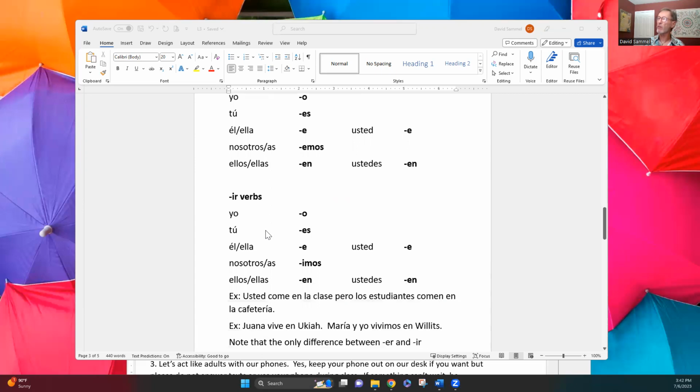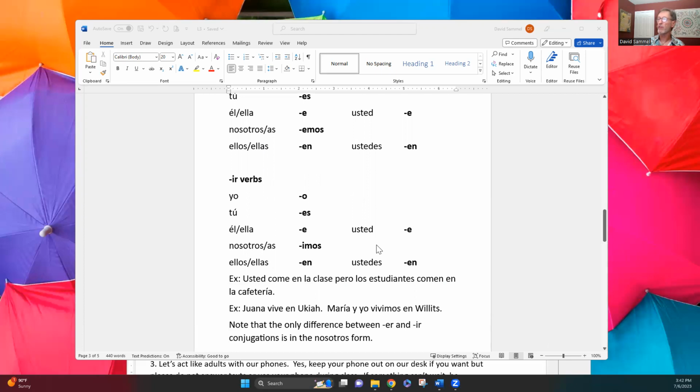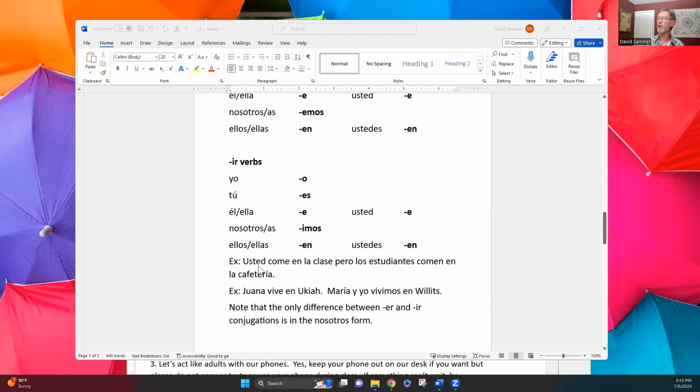Okay, now IR verbs are very, very similar with one little difference. The nosotros form in the ER verb is emos, and in the IR verb the nosotros form is imos. Other than that, it's exactly the same. So I've got a couple little examples here for you. Usted come en la clase. So I'm probably talking to a teacher. You eat in the classroom, pero los estudiantes comen, they eat en la cafetería.